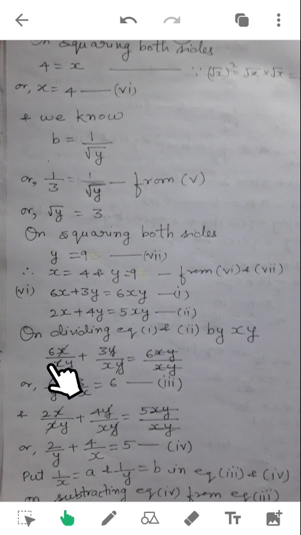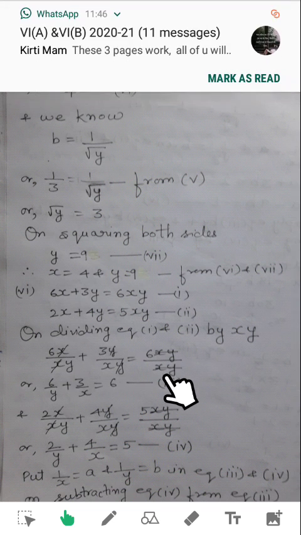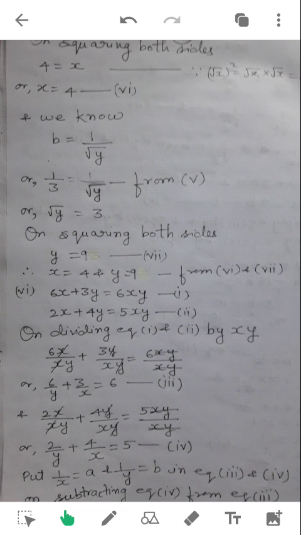See the first equation: 6x by xy, 3y by xy, 6xy by xy. Now see here, x will cancel out, only y will remain. Here this y and this y will cancel out, only x will remain. Here xy and xy both cancel out. So the equation becomes 6 by y plus 3 by x is equal to 6. Say this one as the third equation.